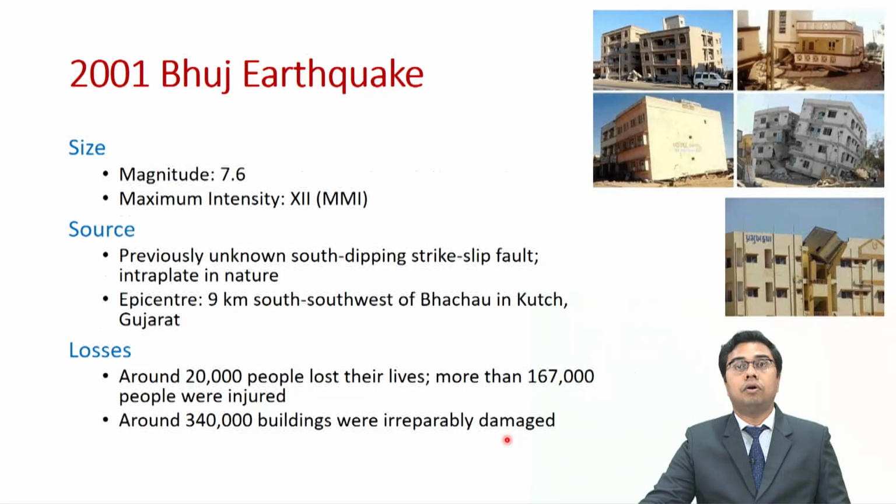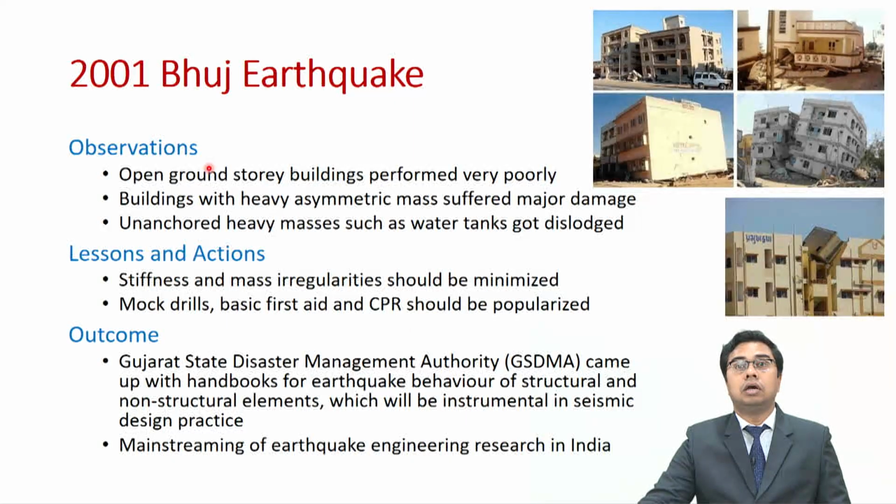There were a number of observations during the earthquake. Open ground story buildings performed very poorly, as you can see in these photographs that open ground story just collapsed. Buildings with heavy asymmetric mass suffered major damages. So, in this figure you can see that the rooftop water tank actually got separated from the building and there was a lot of damage related to this.